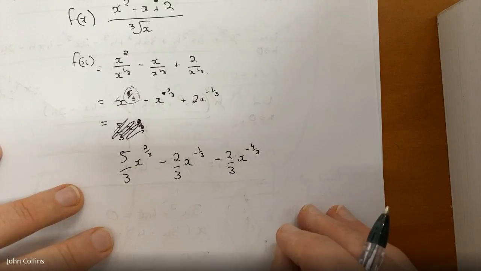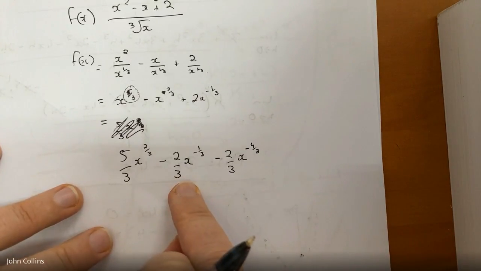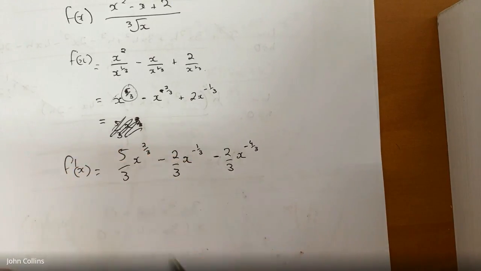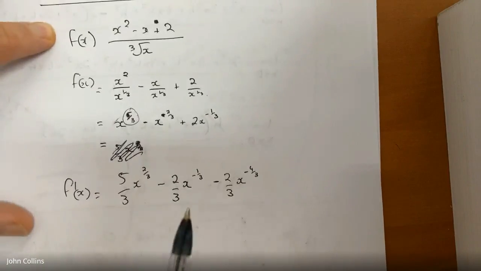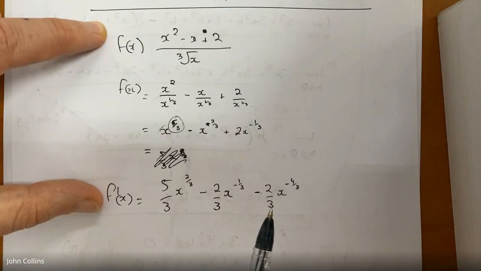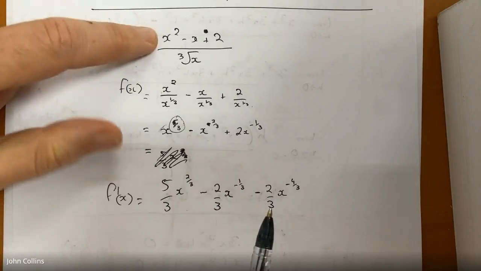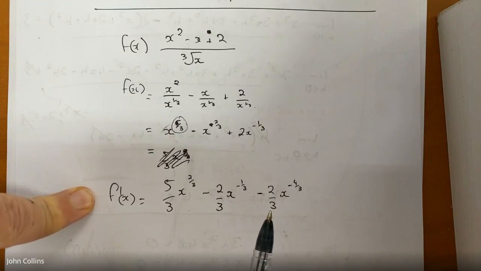Now, if I put a value into this, this is my gradient function. If I put a value into this, I'll find the slope of this original one at any point along it. If I put a value into the original, I'll just get a point on the original graph. If I put a value into this, I'll get the slope at that point. So is it going up or down, and how steep is it?